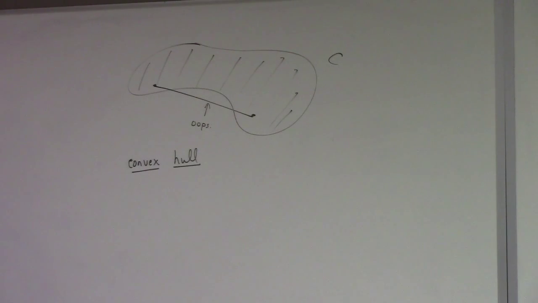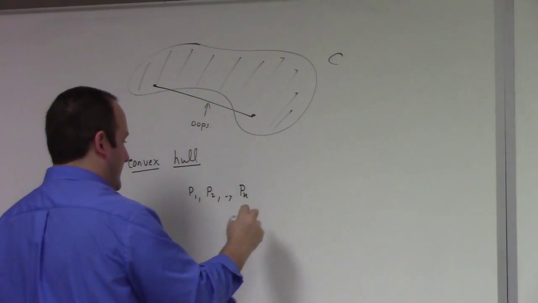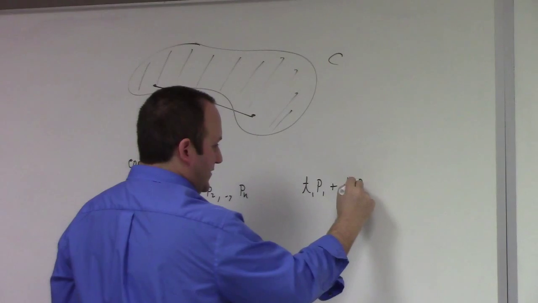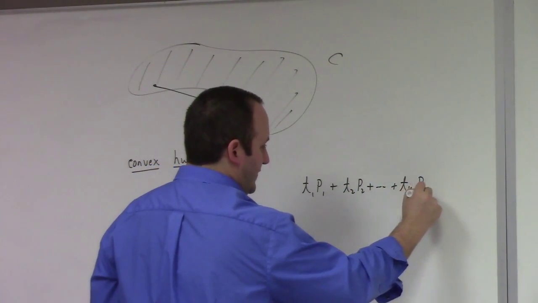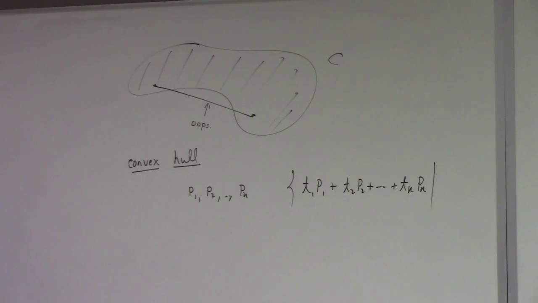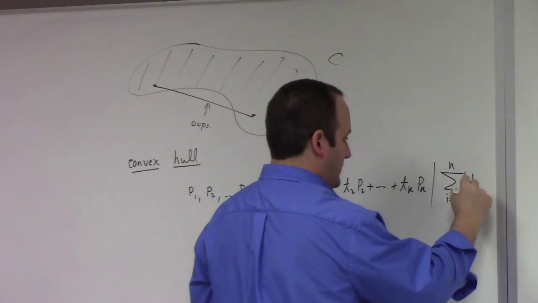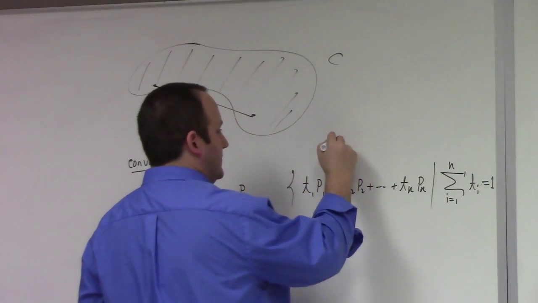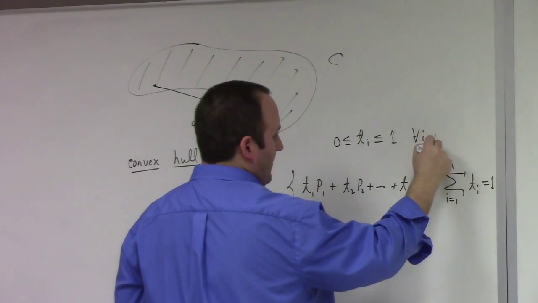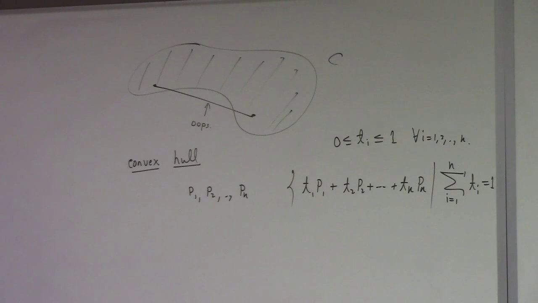So you can look at so-called convex combinations of points. So if I have P1, P2, ..., Pk, its convex combination would be something like this: T1 P1 plus T2 P2 plus ... plus Tk Pk, right? This set such that what? Exactly, yeah. And also 0 less than or equal to Ti less than or equal to 1 for all i. So these coefficients are taken from the unit interval. That's called the convex combination of points.